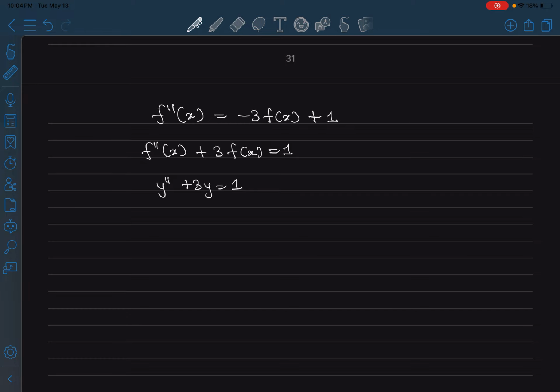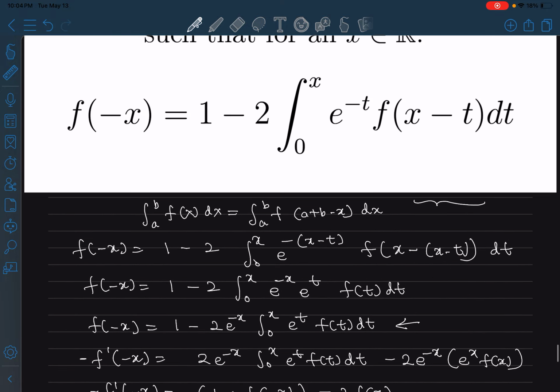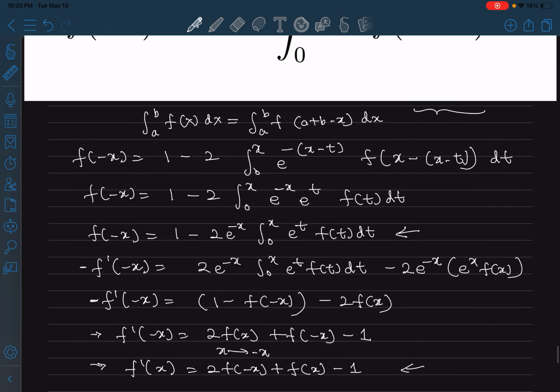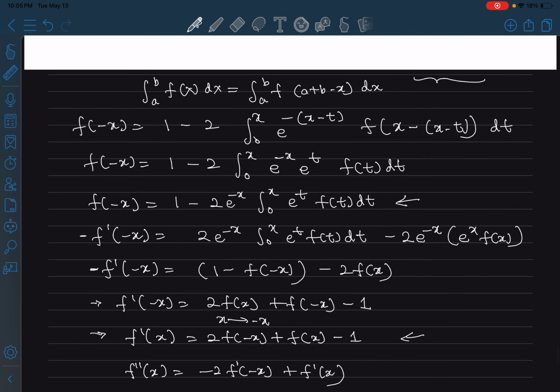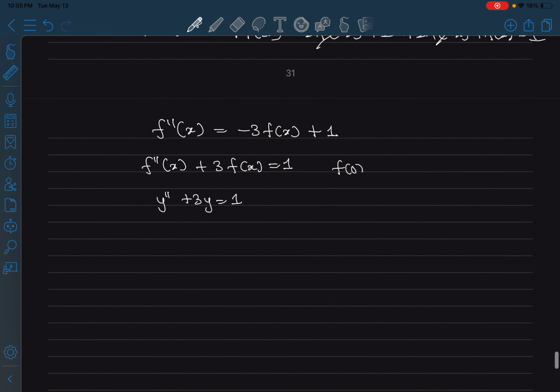Okay, but now we also need initial conditions, right? For that, I can actually find it from the given things. In this first equation, if you substitute x as 0, what do we get? F of 0 is equal to 1 minus 2 times the integral from 0 to 0 of something, right? The integral from a to a is just 0, so this is 1 minus 2 times 0, so that's just 1. So f of 0 is 1, right? So we got one initial condition already. F of 0 is just 1.